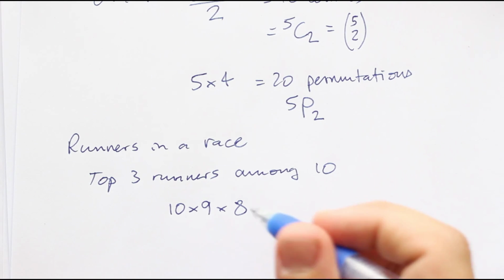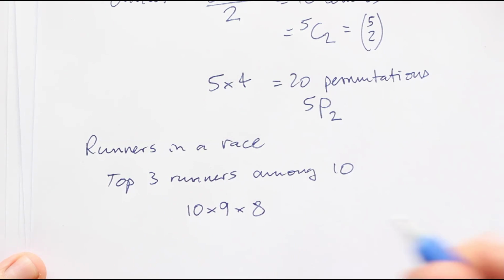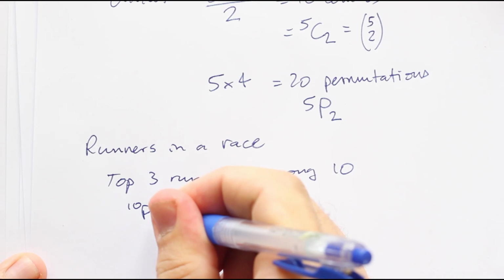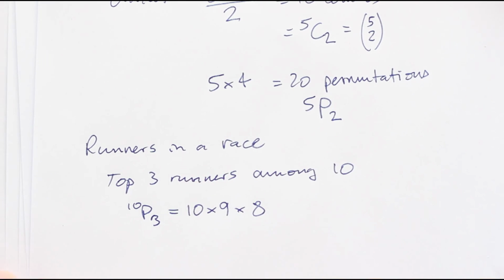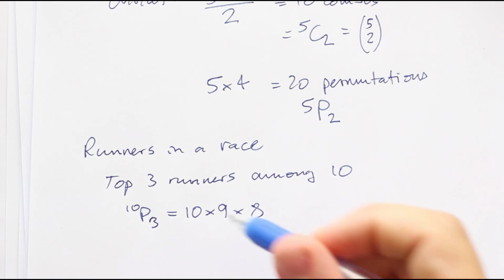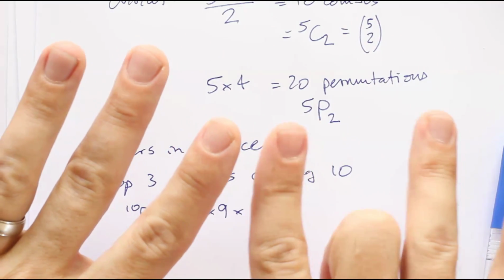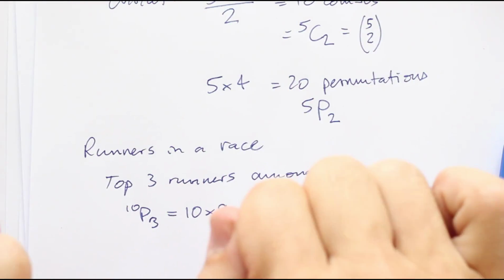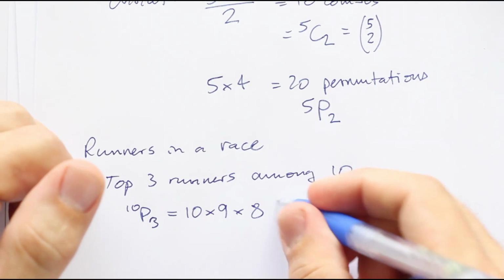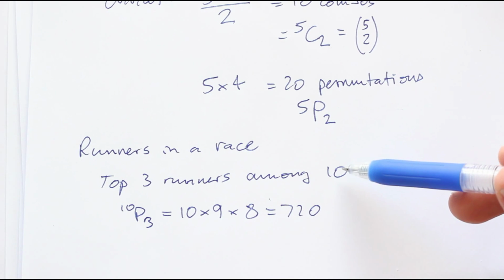Okay, and here the order does matter. So who is first, who is second, who is third, very much matters. So that would be 10 permutation 3. Okay, so 10P3. We have this many permutations. What is that? 9 times 8 is 72, and so times 10, 720. So there are 720 ways that the race could end up with 10 runners.